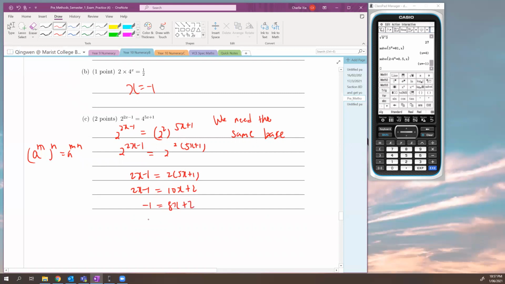I take away 2 from both sides, -3. So -3 is equal to 8x. So x is equal to -3 over 8.